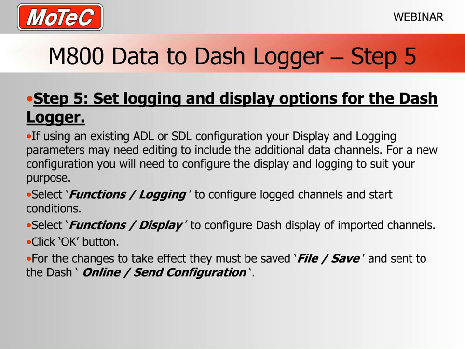Once again, you must save this as a file, so we click File, then Save, and you must also send it to the Dash, or it won't be effective. So the final thing is using the online menu, you send online, send configuration. Okay, now that's all it takes to get data from an M800 into a Dash. It's not terribly complicated. If you follow these steps one at a time, you'll find the process is fairly simple indeed.